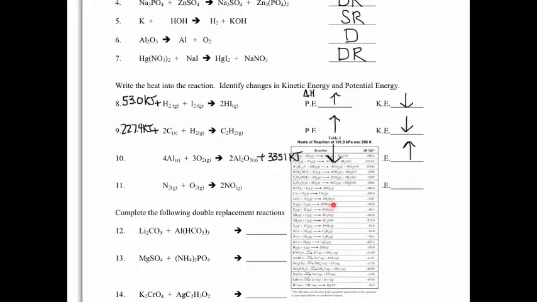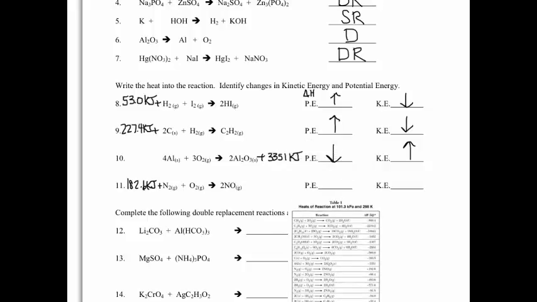Right here. Be careful. There's a couple that look similar, and this one is positive 182.6. So because it's positive, it's going to go on the reactant side, 182.6 kilojoules. And then because delta H was positive, the same thing happens to potential: that goes up, kinetic goes down. And that's the end of that section.